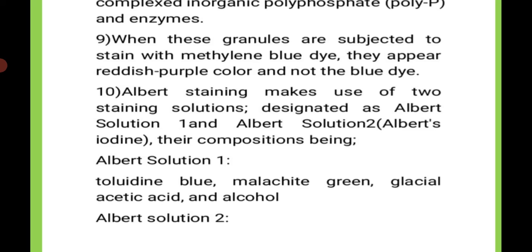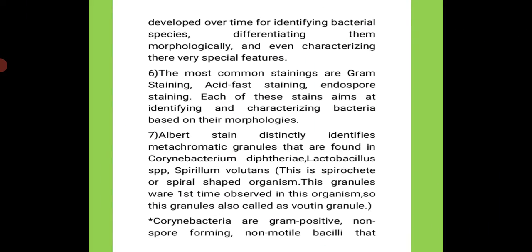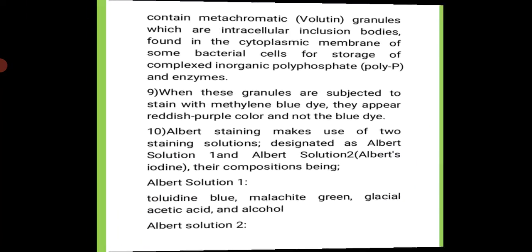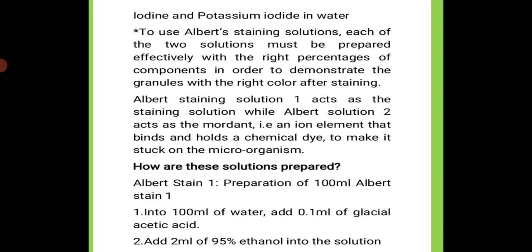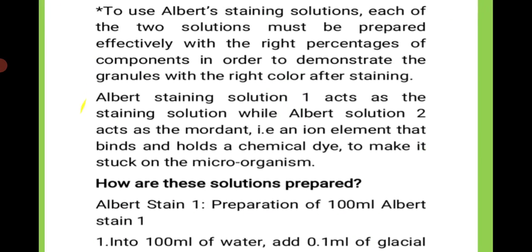Now about the composition, which stains are there in these solutions. Albert solution 1 is made up of toluidine blue O, malachite green, glacial acetic acid and alcohol, whereas Albert solution 2 is made up of iodine and potassium iodide in water.